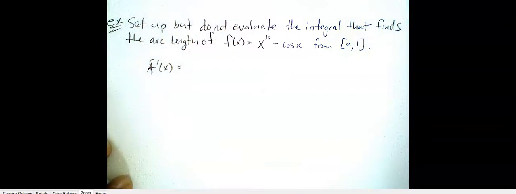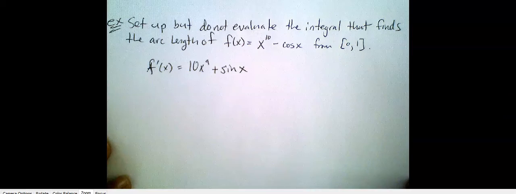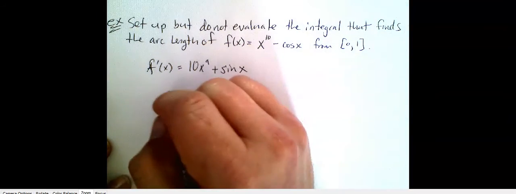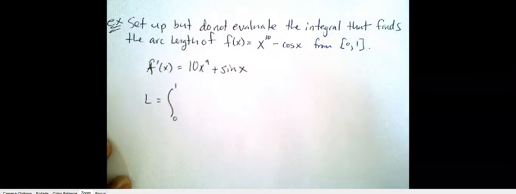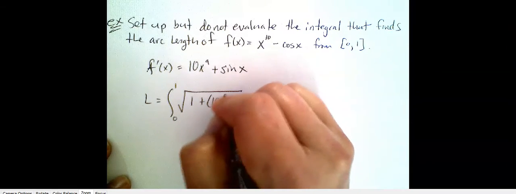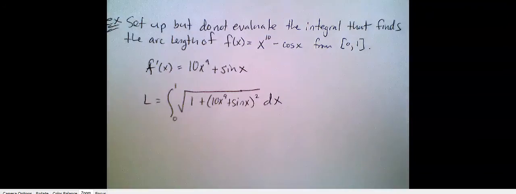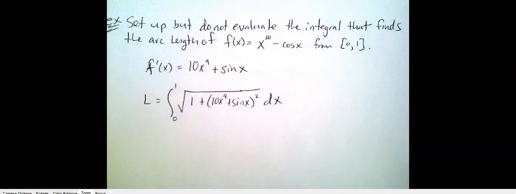Arc length. First we need our derivative, right? So f prime would be 10x to the 9th plus sine x, right? That's the derivative of f. So our integral will be the integral from 0 to 1, the arc length, let's call it L, equals the square root of 1 plus (10x to the 9th plus sine x) squared dx. And of course we could use technology to get that, but here we don't really necessarily have to do that.